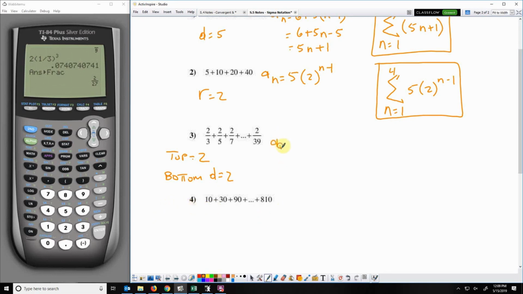So a sub n is going to be 2 over, then we'll use our first term, plus the common difference times n minus 1. So we need to simplify that denominator. So that's 3 plus 2n minus 2, which is 2n plus 1. So our expression is 2 over 2n plus 1.